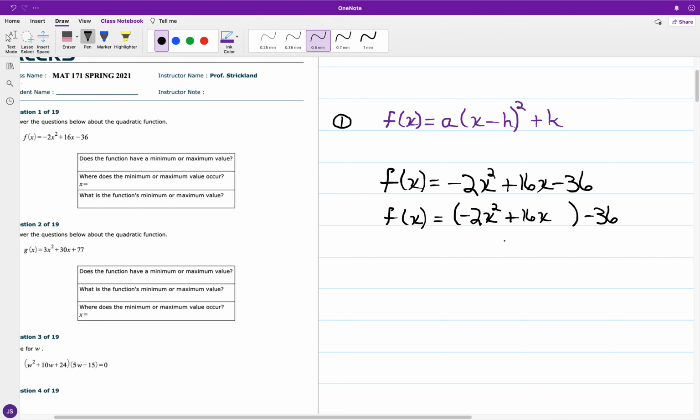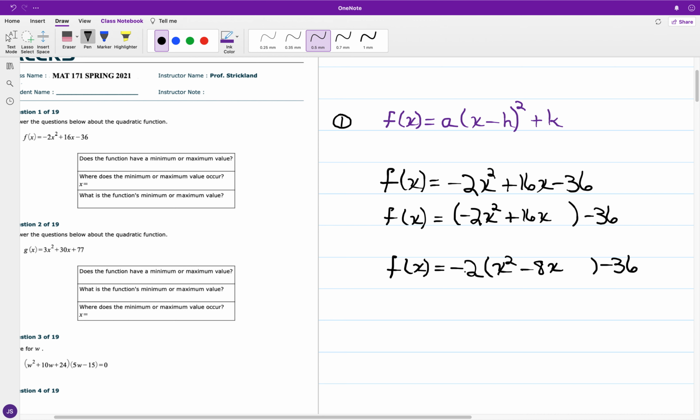Now I'm going to set things up to complete the square, and before I do that, I want the first term in the parentheses to be just x squared. Right now I have the leading coefficient at negative 2. I'll factor out the negative 2. So you have negative 2 times the quantity x squared, and negative 2 into 16x, this will be a negative 8x, followed by the subtraction of 36.